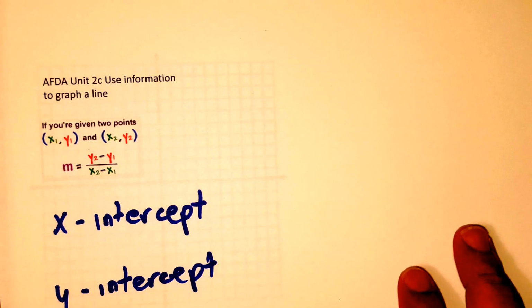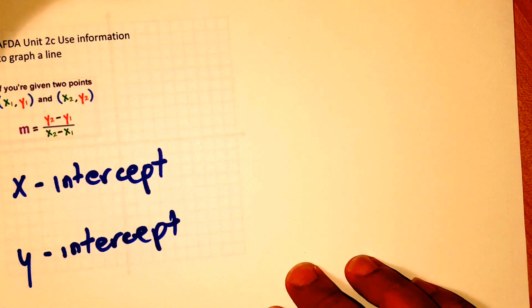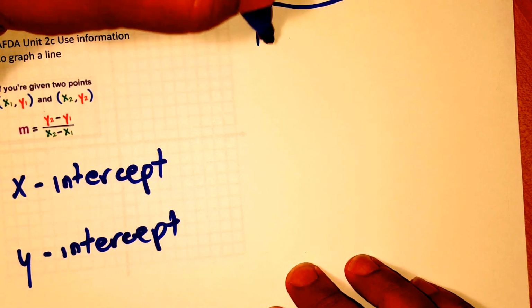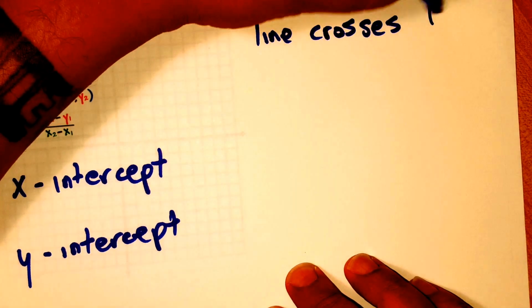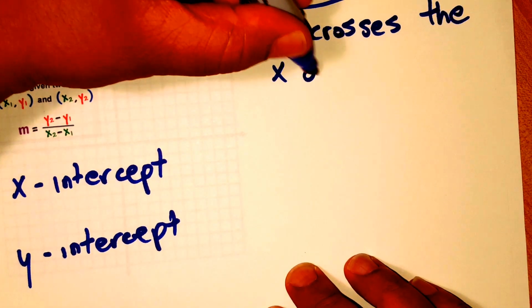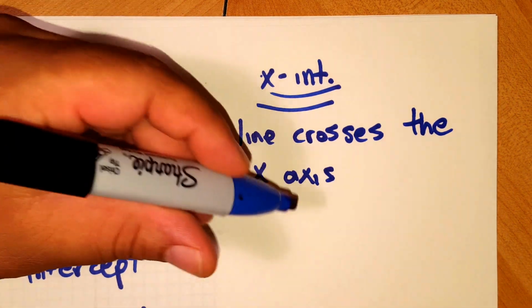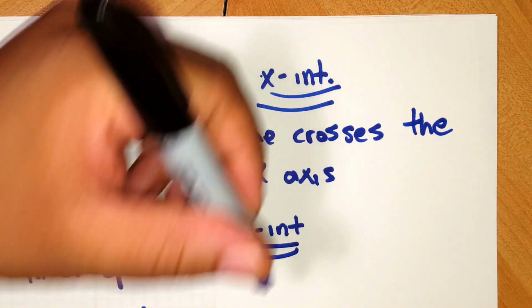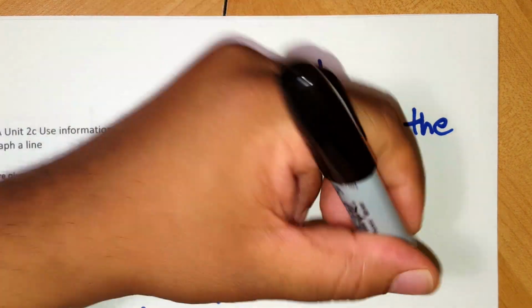So an x-intercept and a y-intercept are just what they sound like. The x-intercept is just where the line crosses the x-axis. And conversely, the y-intercept is where the line crosses the y-axis.